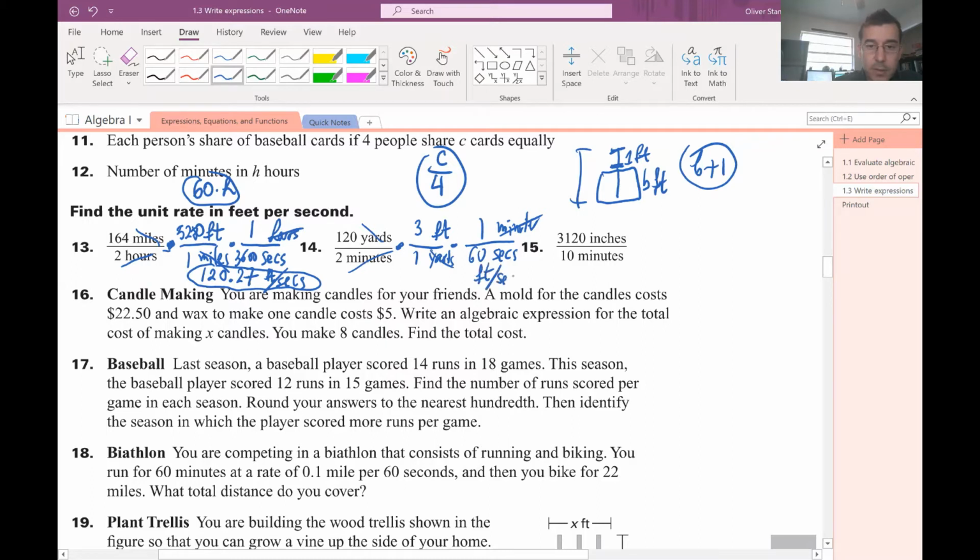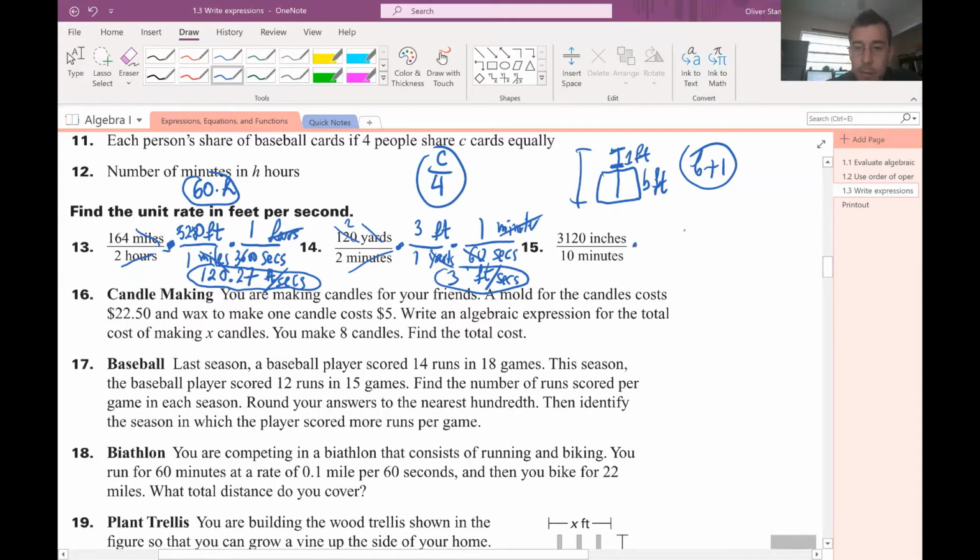Feet over seconds is our unit rate, and then we just have to multiply these. So 120 and 60 we can see right away they cancel out. So 120 and 60, this is 1, this is 2. 2 times 3 is 6, times 1 is 6 over 2 right here, because 2 times 1 is 2, times 1 is 2. This whole thing here in the denominator is 2. This here is 6. 6 over 2 is 3. So the answer is 3 feet squared. That's for number 14.